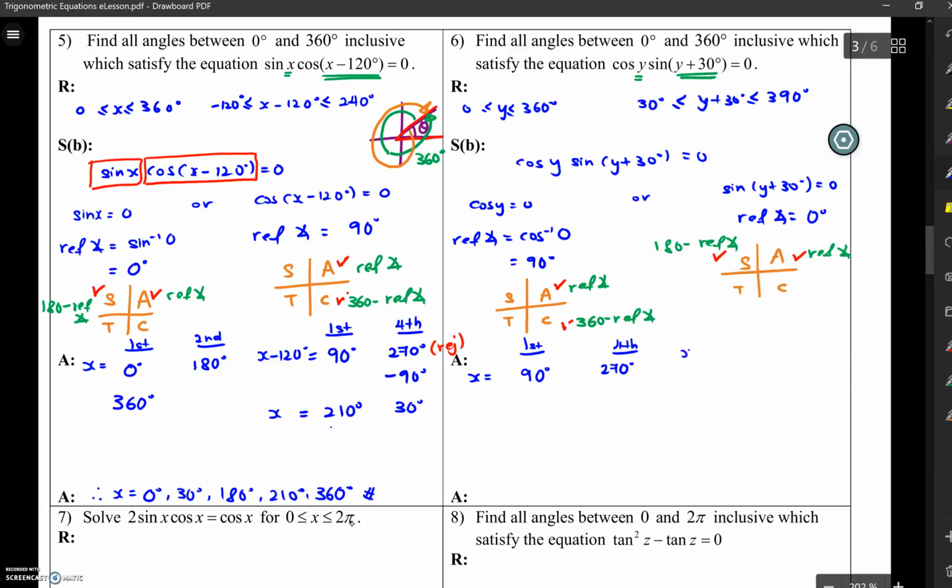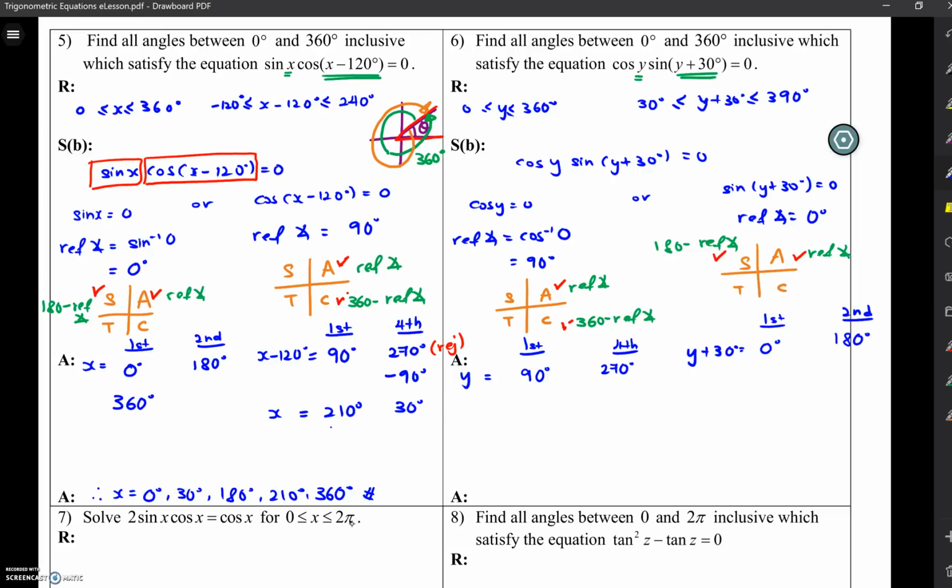Now let's do the same for the other one. Here we have y plus 30 degrees is equal to the first quadrant and the second quadrant. Oh, I realized the mistake. Sorry, this should be a y. So the first quadrant is 0 degrees. My second quadrant will be 180 minus 0 degrees, which gives me 180 degrees. Is 0 degrees within the range of 30 to 390? Here you see that this is not within the range.